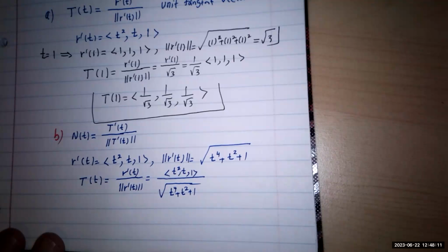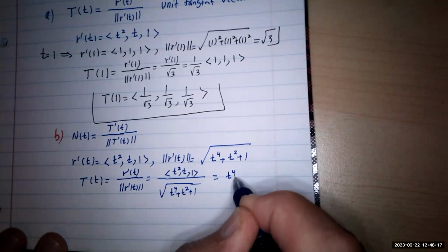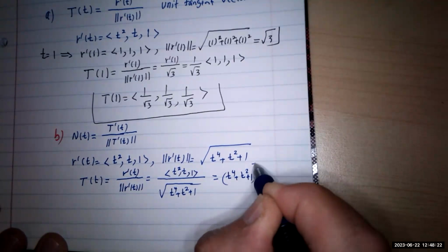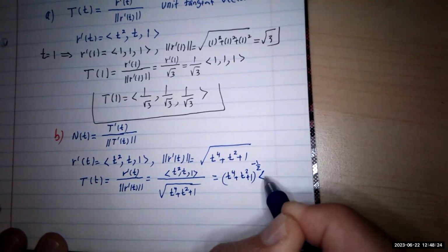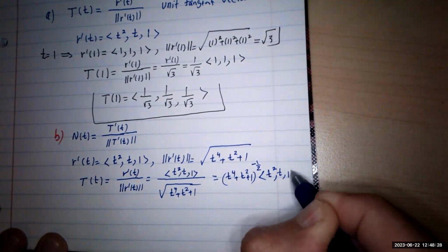So the way I did it, I just moved this one up. I write it down as t to the fourth. In both cases, you are going to do this one. Okay, this is going to be negative half, and I multiply by this vector, which is going to be t squared, t and 1.